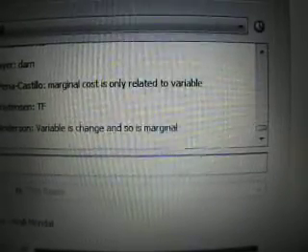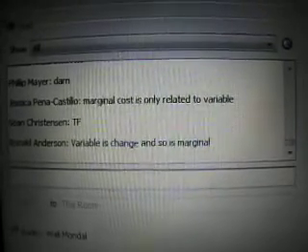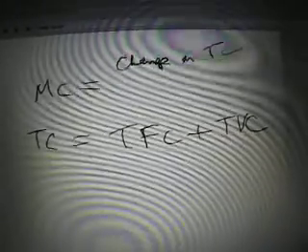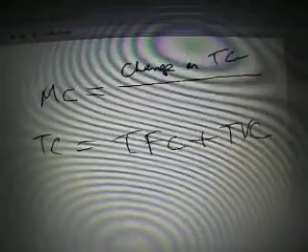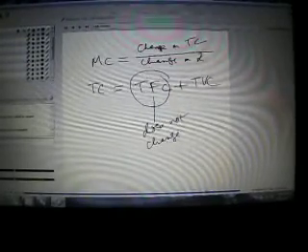Marginal cost is only related to the variable cost. Something which is fixed does not change. Anyone who did not understand that? Marginal cost is defined as change in total cost divided by change in quantity. So if anything is fixed, it does not change. Only the variable cost is related to marginal cost, not the fixed cost. Okay?